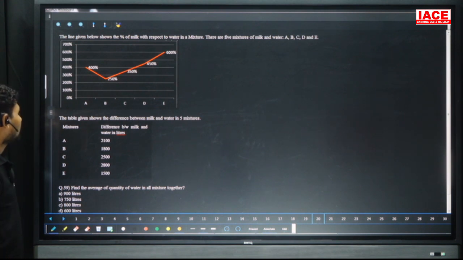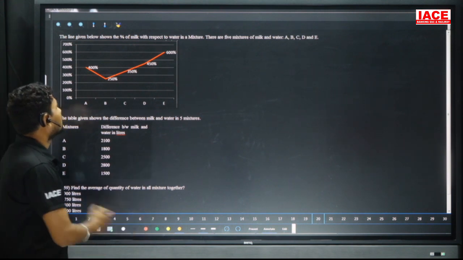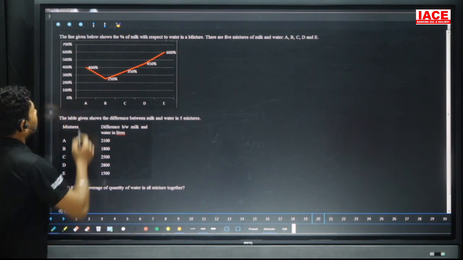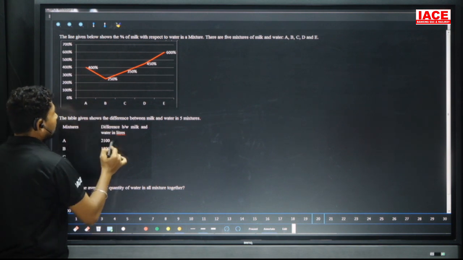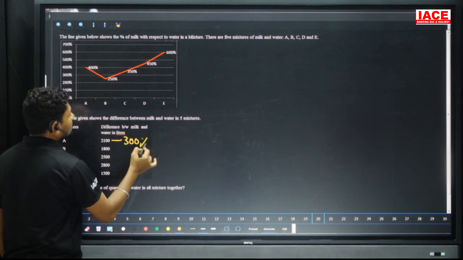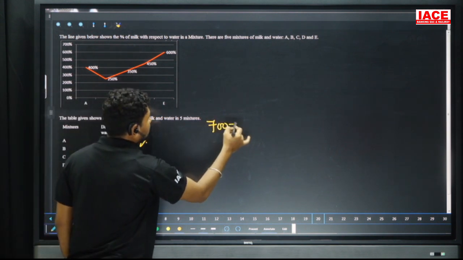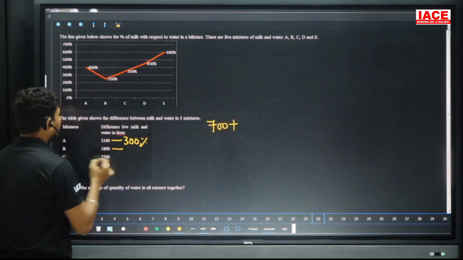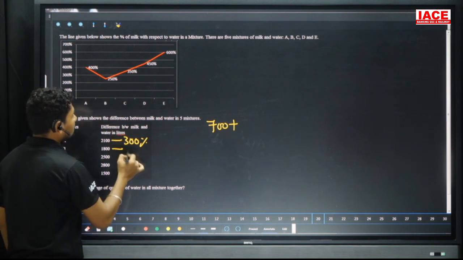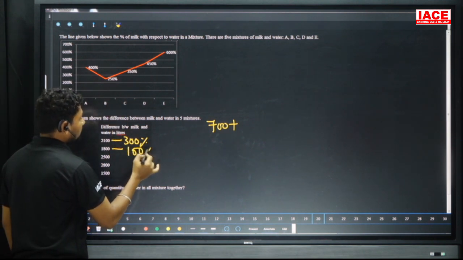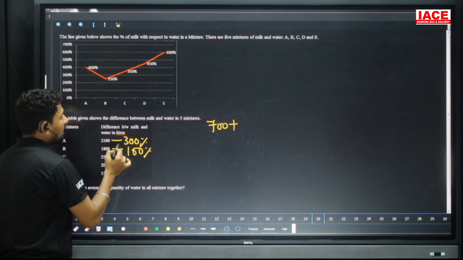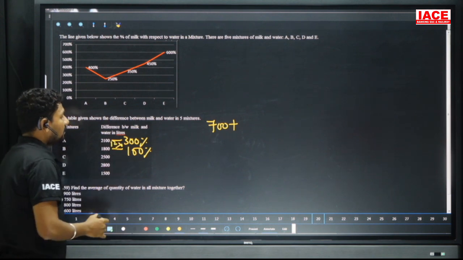Next, find the average quantity of water in all mixtures. Water in all mixtures is required. Look at here, A: 400 percent, the difference is 300 percent. 300 percent is equal to 2100. 100 percent is equal to how many liters? 700. And next, the B value: 250 and 100, the difference is 150 percent. 150 percent is equal to 1800, which is multiplied by 12 here.